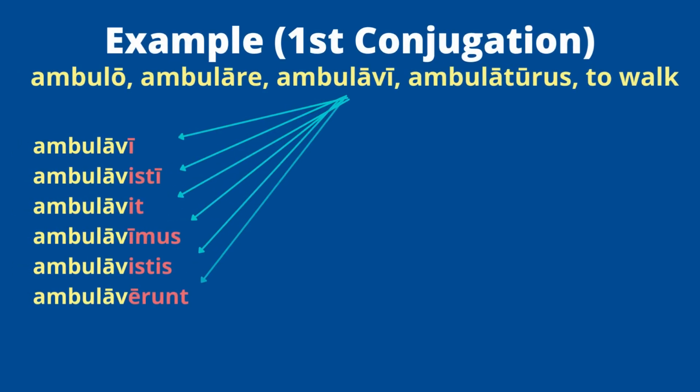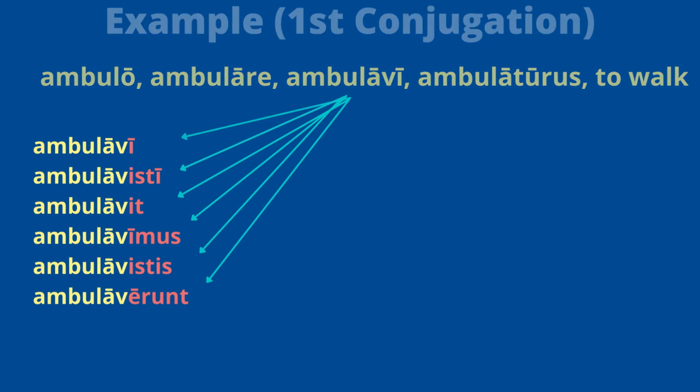Here's an example of a first conjugation verb, right? Ambulo, ambulare. Again, the only piece I need is the third piece. Ambulavi is my third principal part. I drop the long I, bring down my stem, ambulav, and I add on isti, it, imus, istis, erunt. That's it. I walked, you walked, he, she, it walked, and down the line. That's all you have to do.